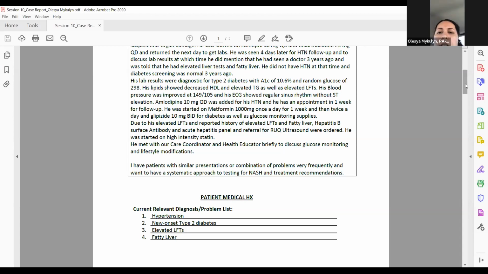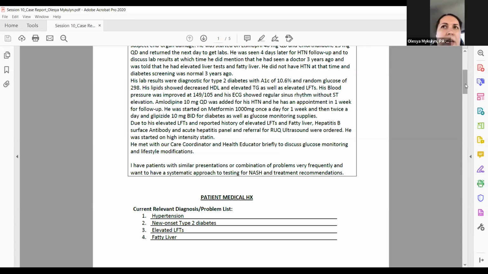He was started on a high-intensity statin, also because of his diabetes status and normal lipids. He also met with a care coordinator during that second visit, with our health educator. There were brief visits to discuss brief lifestyle interventions like diet, exercise, decreasing cholesterol intake, decreasing carb intake, and not very in-depth education, and also just brief glucose monitoring education. The reason I chose this patient is because I have very similar cases.